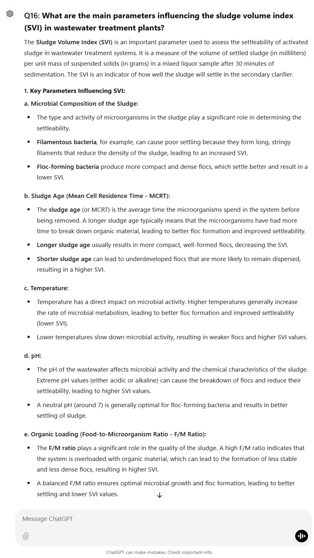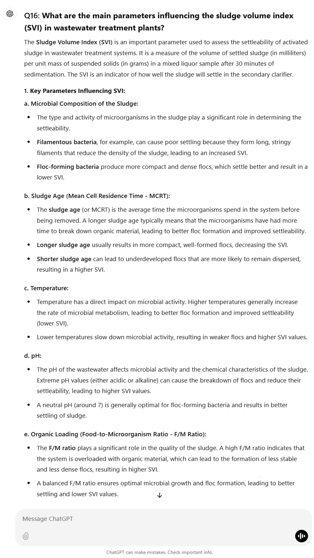Filamentous bacteria, for example, can cause poor settling because they form long, stringy filaments that reduce the density of the sludge, leading to an increased SVI. Flock-forming bacteria produce more compact and dense flocks, which settle better and result in a lower SVI.